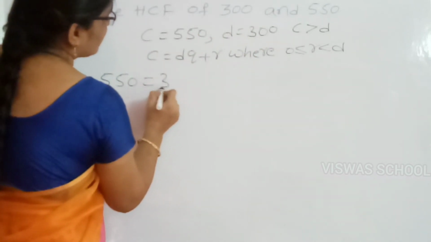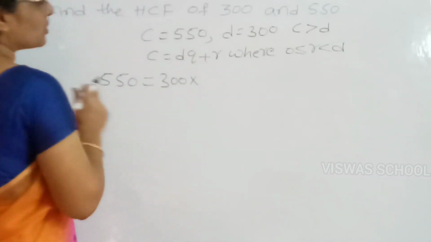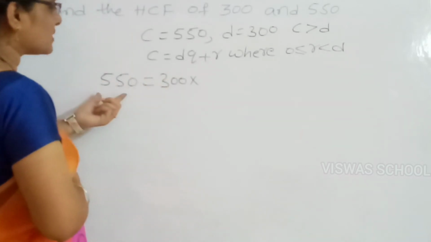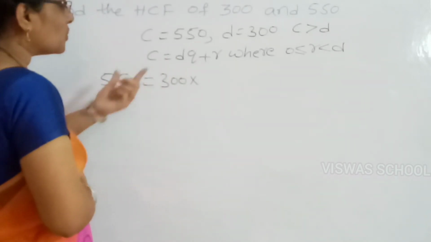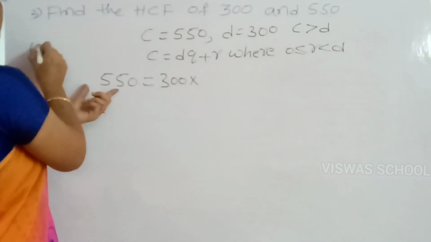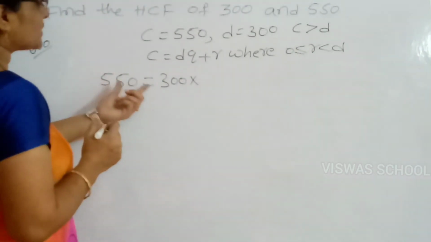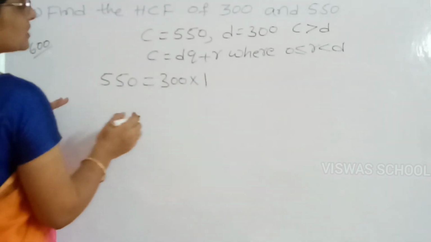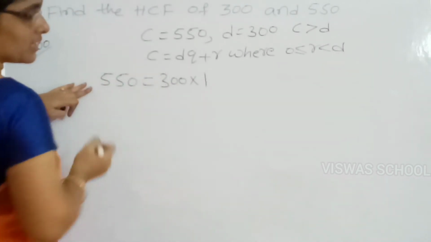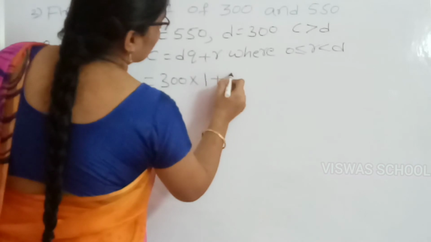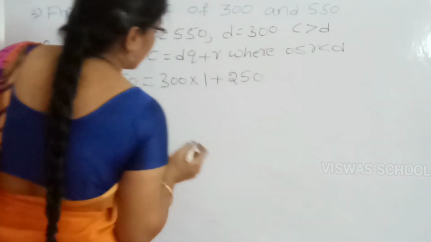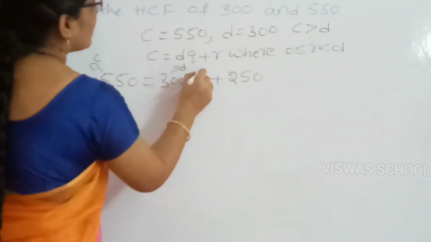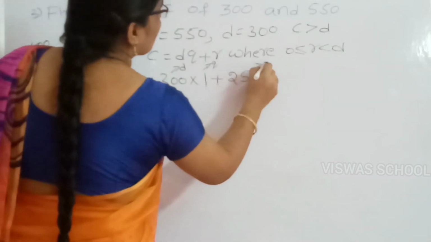D value is what? 300 into Q. Quotient means what? If you divide 550 by 300, 300 ones are 300. If it is 300 twos, how much is the value? 600. At that stage it is greater than 550. That's why we take 300 ones are 300. Now the remainder is what here? 550 minus 300 equals what? 250. This is the remainder. Okay, this is C, this is D, this is Q and this is R.